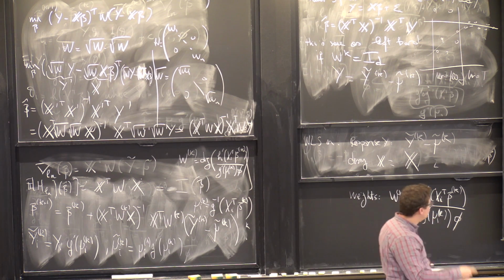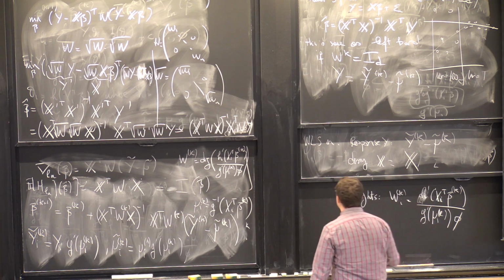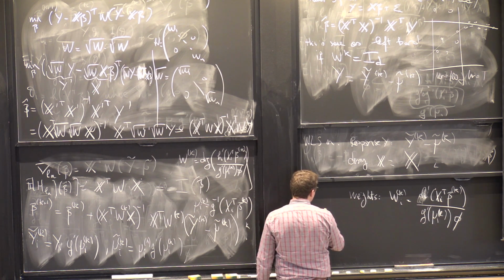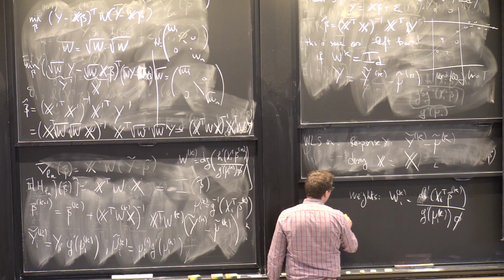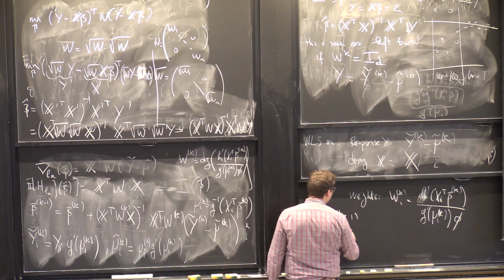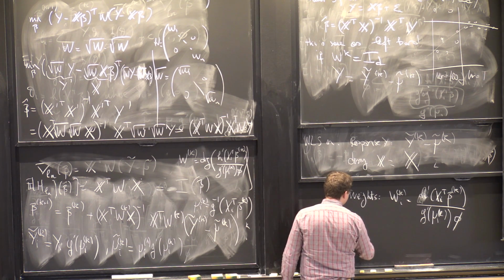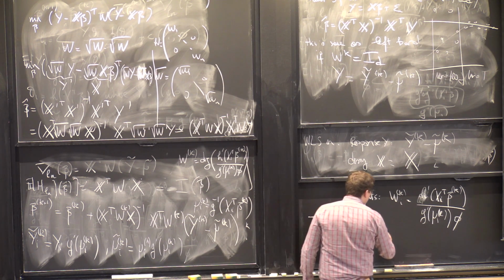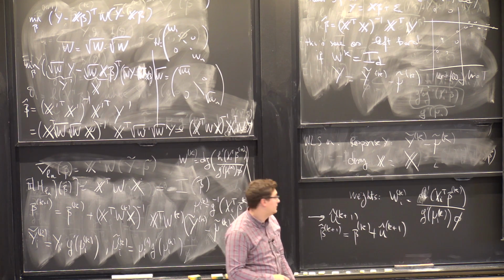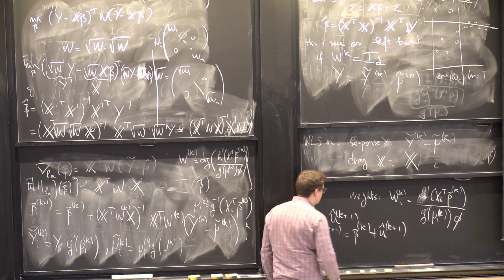Okay, so this, if I solve it, will spit out something that I will call a solution. I will call it u hat k plus 1. And to get beta hat k plus 1, all I need to do is beta k plus u hat k plus 1. Sorry, beta, yeah. Okay?